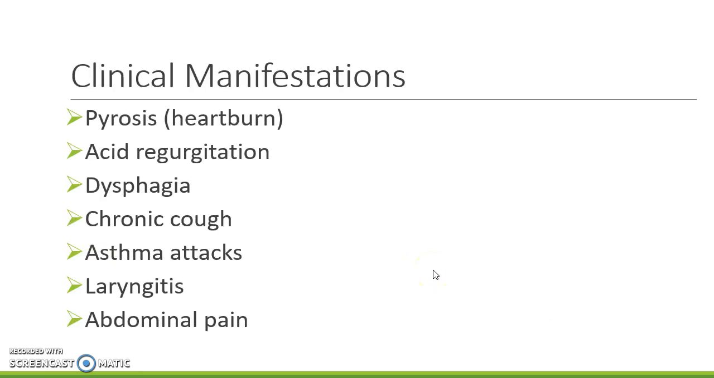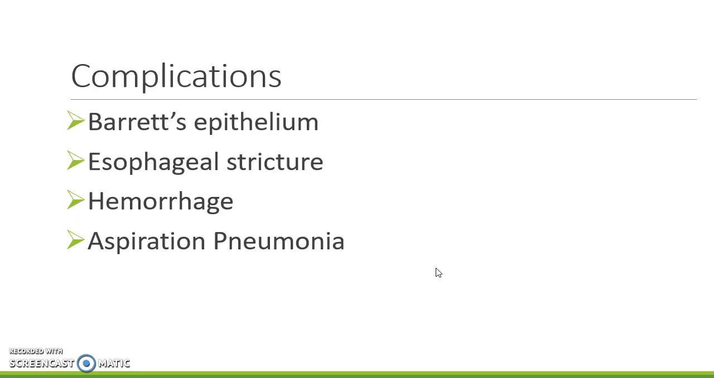Clinical manifestations: heartburn, pyrosis, acid reflux, dysphagia, chronic cough, asthma attacks, laryngitis, and abdominal pain. And the asthma attacks are caused by the irritation of the bronchi, and chronic coughing could have influence on that.